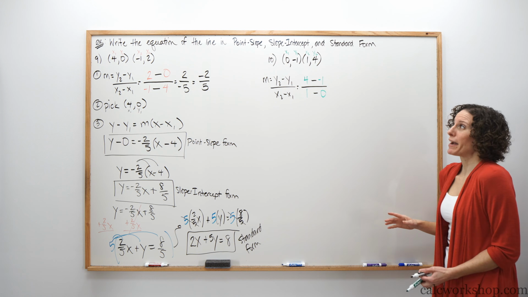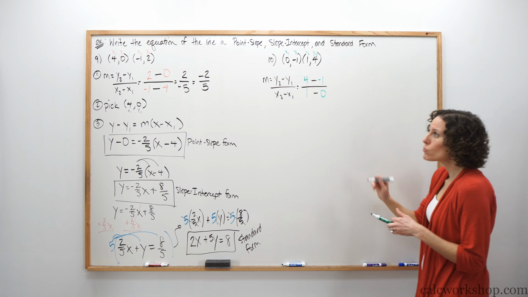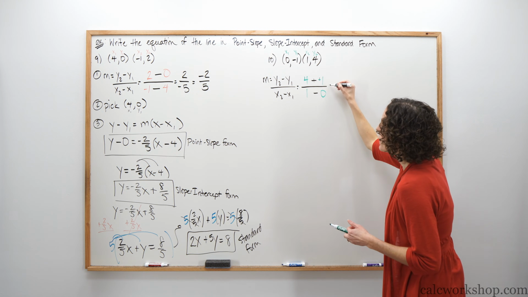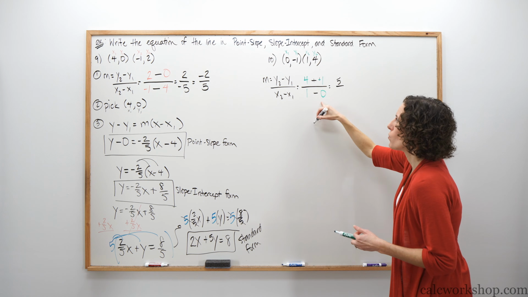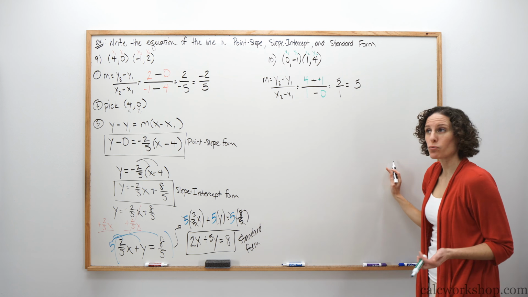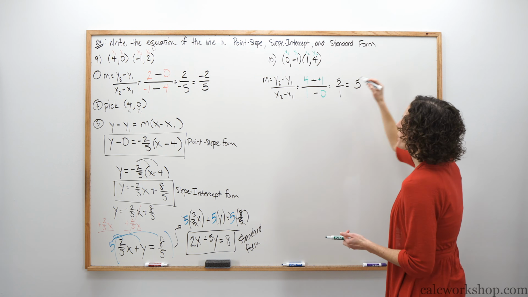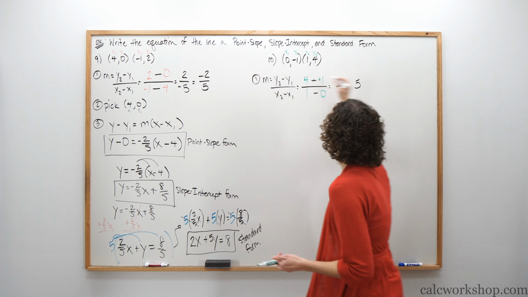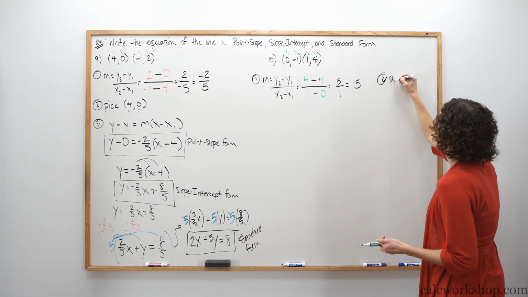Well, all we got to do is simplify it. 4 minus a negative 1. 2 negatives make a positive. And we have 5. 1 minus 0 is 1. So we have the slope of just 5. Great. Step 2, I'll do it up here. So if we have step 1, and we'll do step 2.